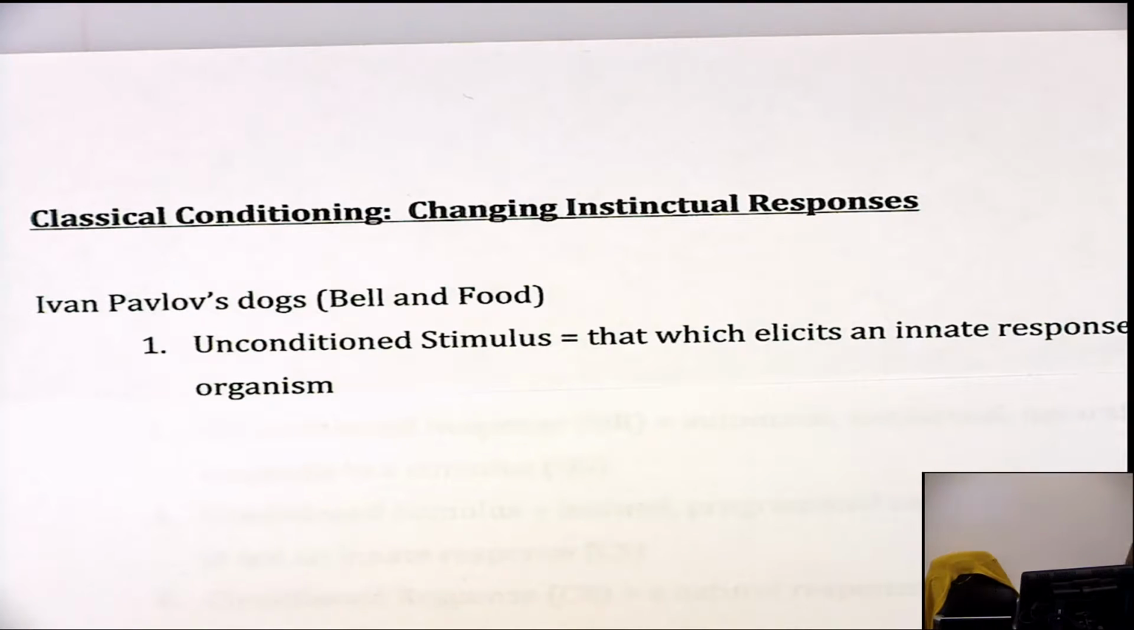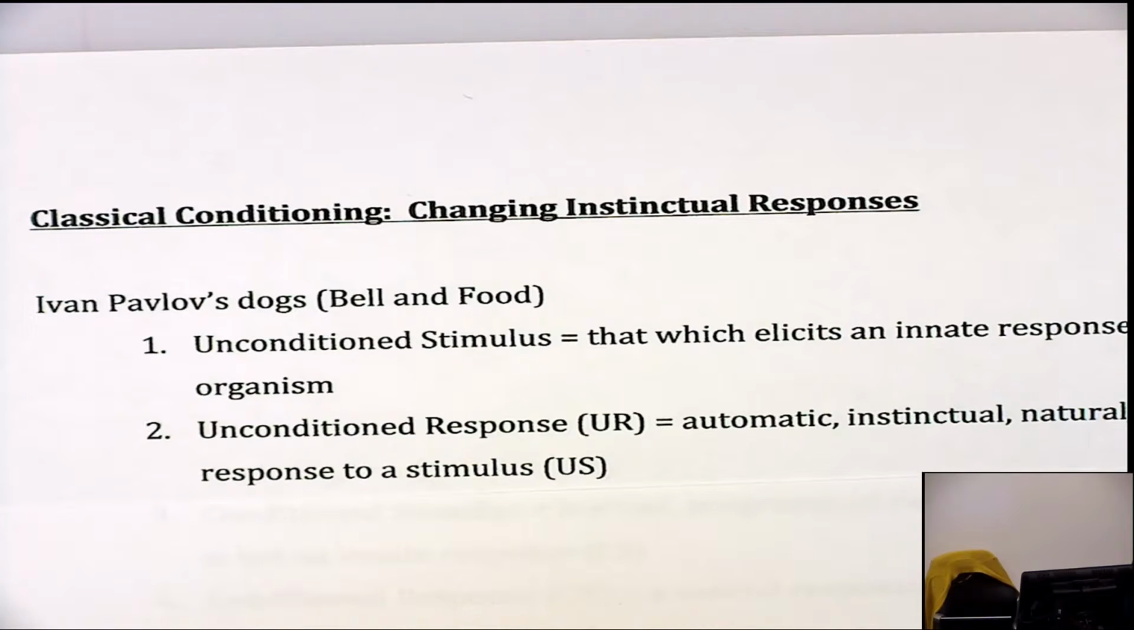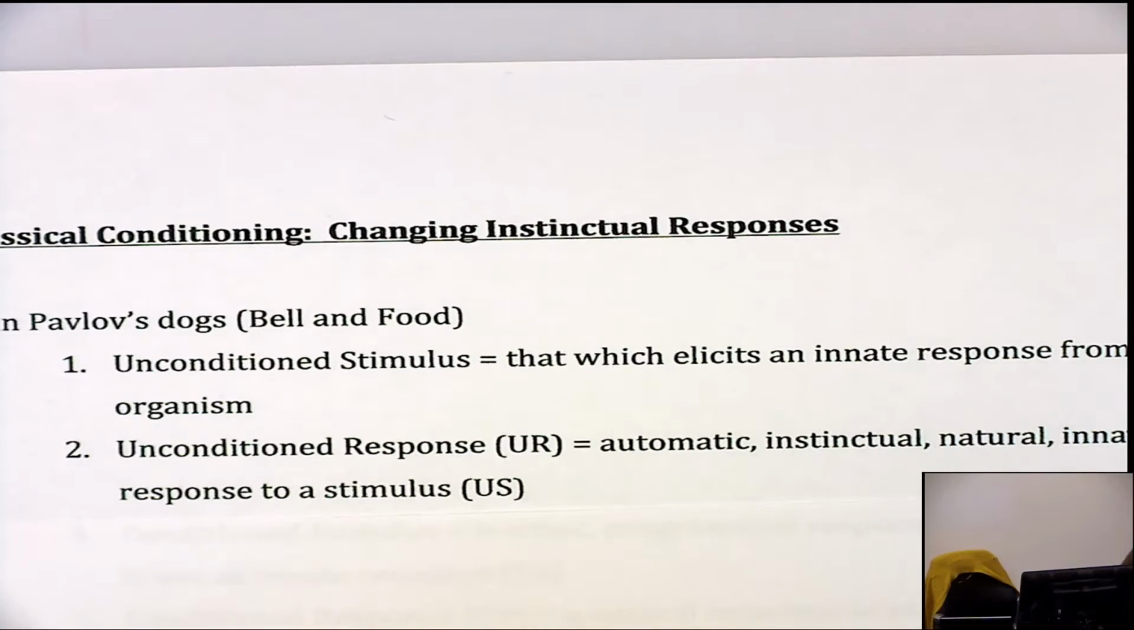Okay, next. All right. The UR, the unconditioned response, is the automatic, instinctual, natural, innate. I'm just thinking of all the words that are synonyms. They mean the same thing. But your natural response to something that you don't have to be taught to respond to. So it's called unconditioned because you don't have to get trained. You don't have to learn, be taught that you should respond to breast milk. I mean, you just come into the world knowing to do that. Next.